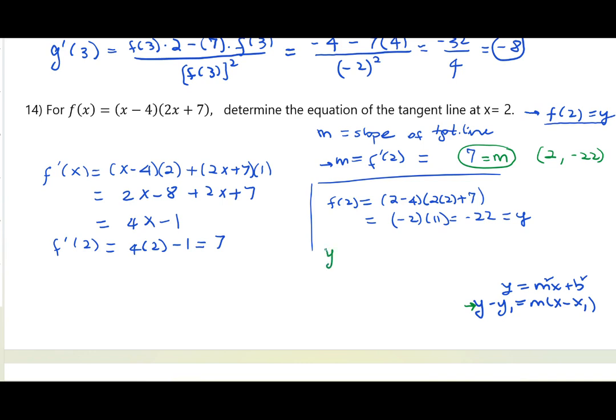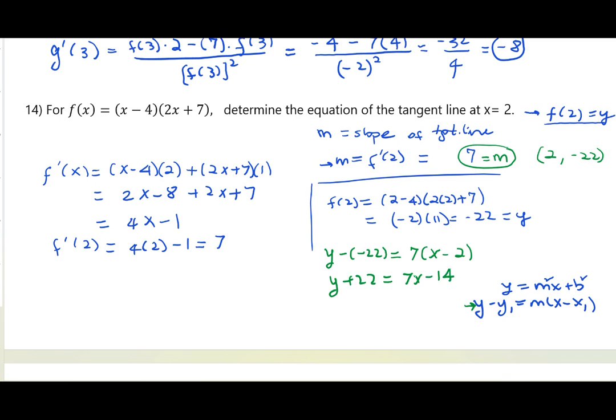So here we have y minus negative 22 equals the slope 7 times x minus the x coordinate, x minus 2. So let's simplify. y plus 22 equals 7x minus 14.